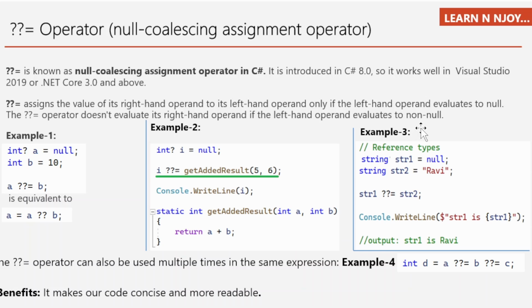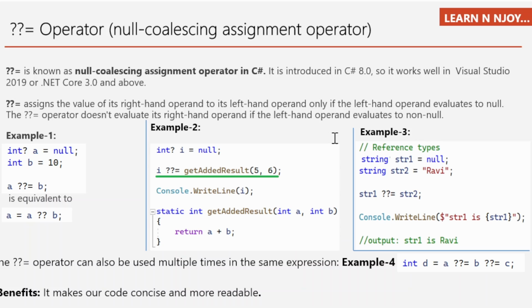Example number 3, as we said, the null coalescing assignment operator works well with reference types as well, right? So string is a reference type, where we have str1 is equal to null, str2 is equal to Ravi, right? So this null coalescing assignment operator will verify whether str1 is null or not. If it is null, then it is just going to use the str2 value, and that gets printed over here. So if you see the output, str1 is Ravi, right? So yeah, it works well. This operator works well with value types as well as reference types as well, right?